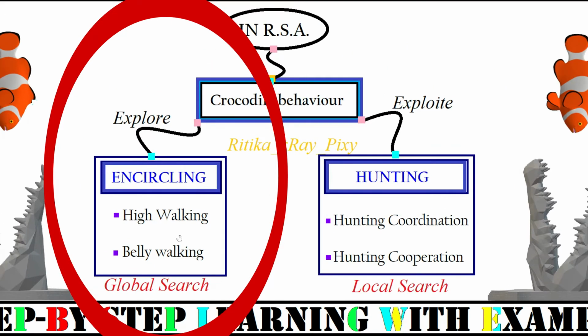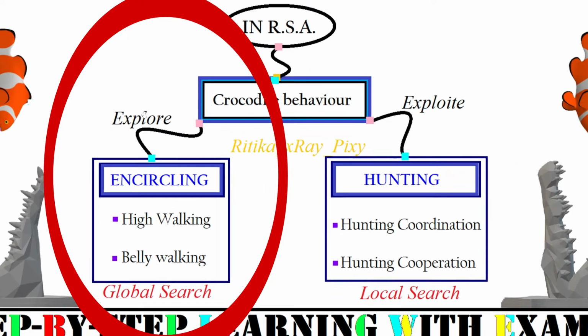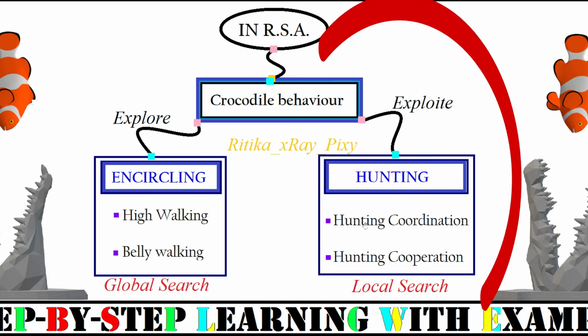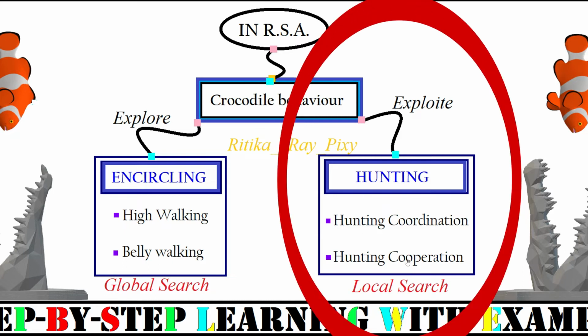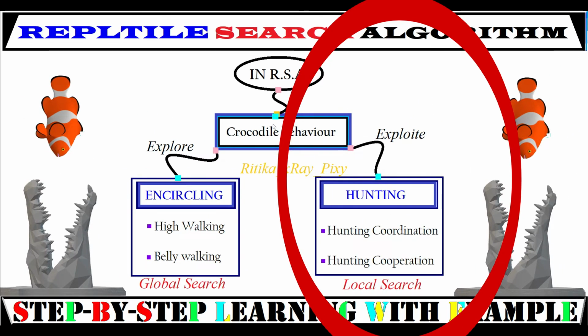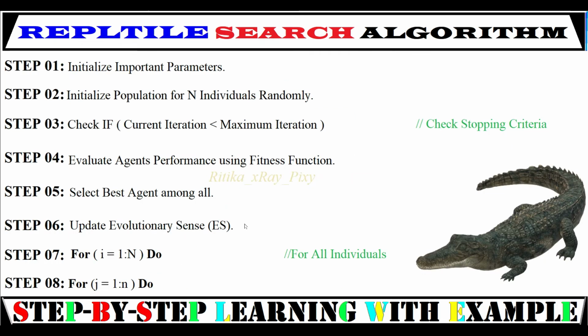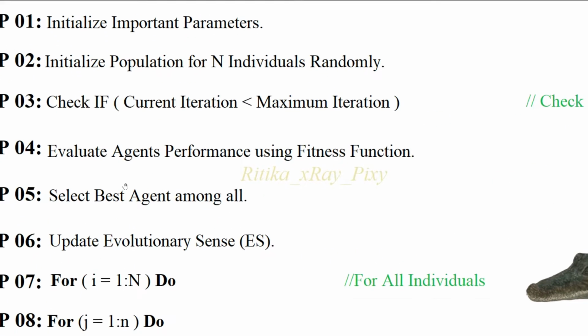Different prey and circling methods are used here: the high walking search method and the valley walking search method in the exploration phase. In the exploitation phase, we have the hunting coordination search method and the hunting cooperation search method. So you can see here we have crocodile behavior and two main phases: encircling and then hunting. That is, first we will explore the search space and find the target, and after that we will hunt, that is, exploit.